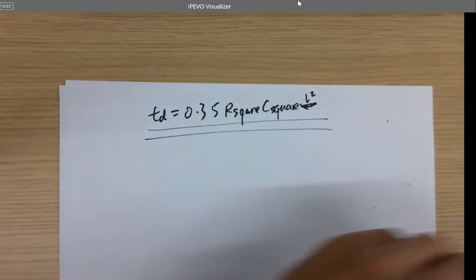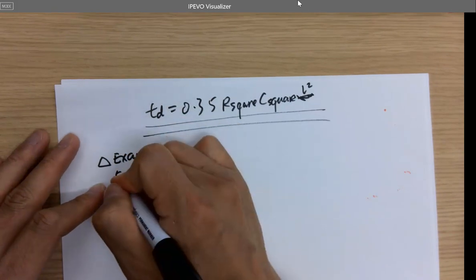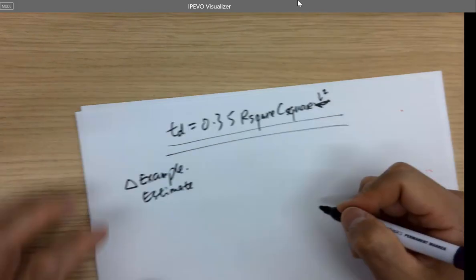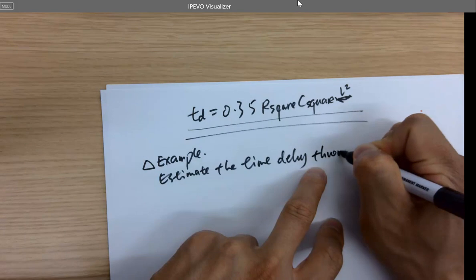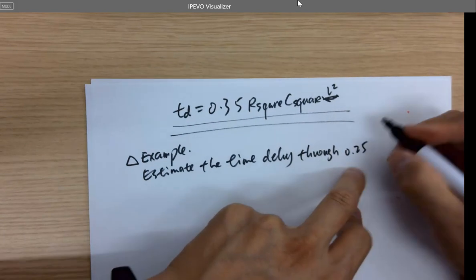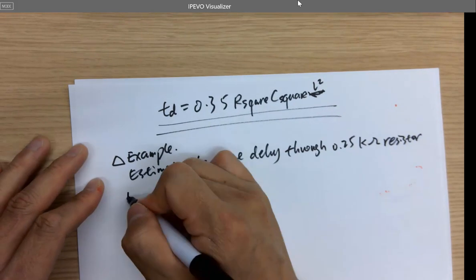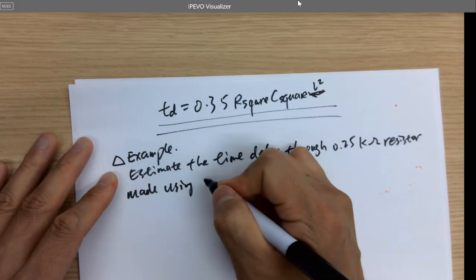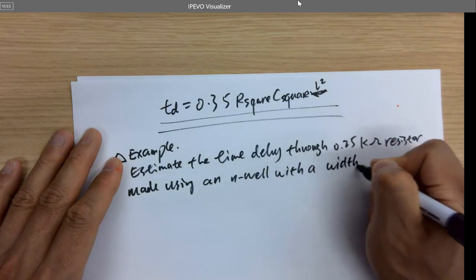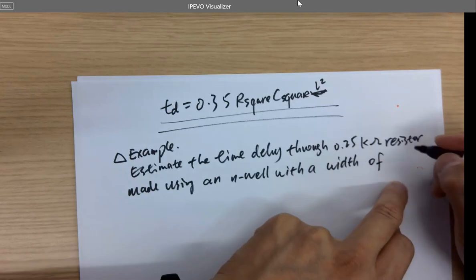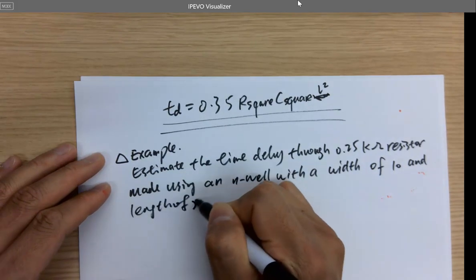Let's look at one example. Estimate the time delay through a 0.25 kilo ohm resistor made using an n-well with a width of 10 and length of 500.